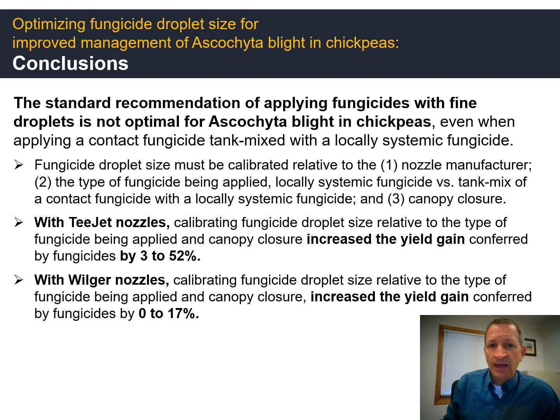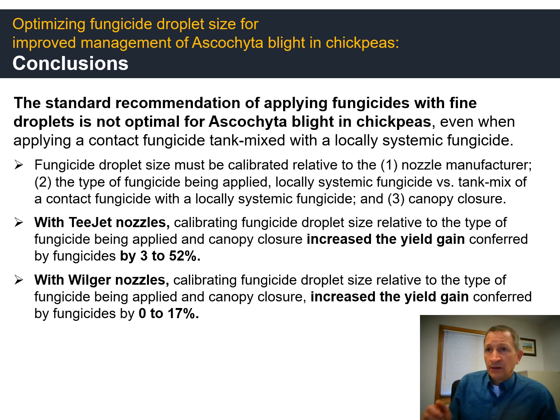Okay, and with T-jet nozzles, by calibrating our droplet size relative to the type of fungicide applied and the canopy closure, we increase the yield gain conferred by fungicides by 3 to 52%, and with Wilger nozzles, the yield gain was just 0 to 17%.